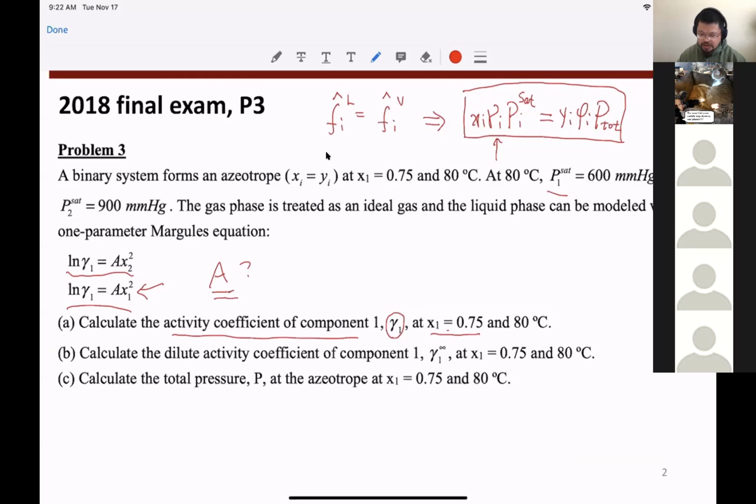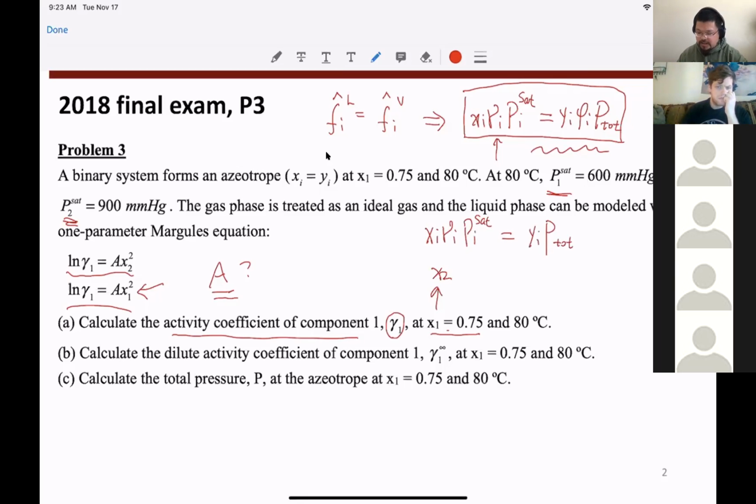We probably need to look at that from the problem statement. We know P1^sat, we know P2^sat, and if I know x1, then I shall be able to know x2. Then you need to think about how to look at the general equation and simplify from there. There's one other condition that says the gas phase is treated as an ideal gas, which means I can simplify the general equation to x_i gamma_i P_i^sat on the left, still with the saturation pressure, and on the right-hand side I simply use y_i P total.